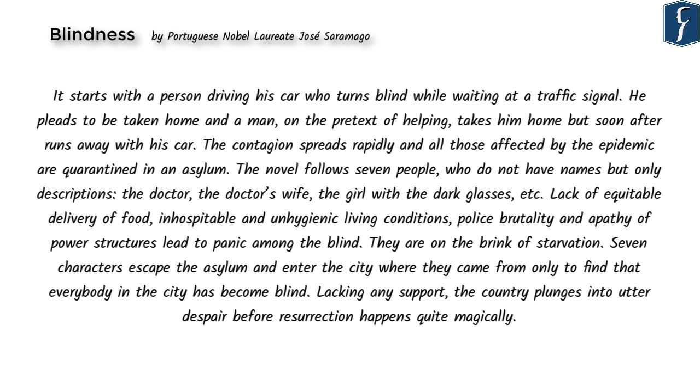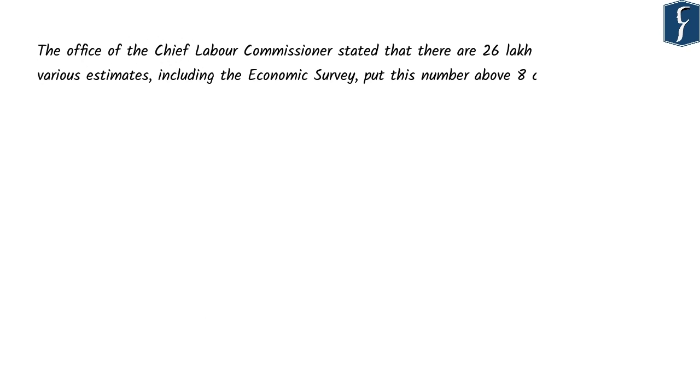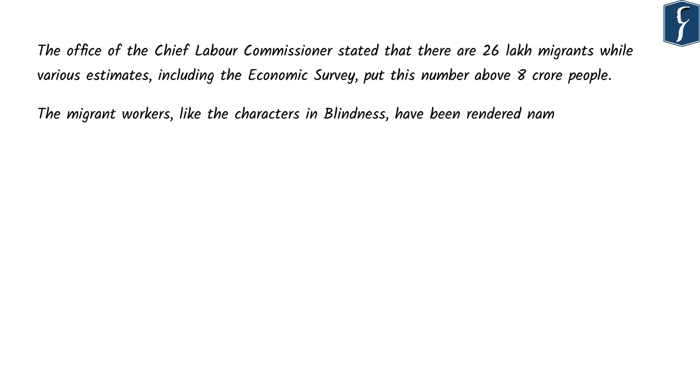For instance, the author says we don't even know the number of migrant laborers. The Chief Labour Commissioner stated that there are 26 lakh migrants, but the economic survey puts the number at 8 crore. The anonymity of workers has been further reinforced as the government has not kept any record of who they are and where they are working. There is no accountability of contractors and subcontractors either, so they can be hired and fired whenever they want. So the migrant workers, like the characters in the novel Blindness, have been rendered nameless.